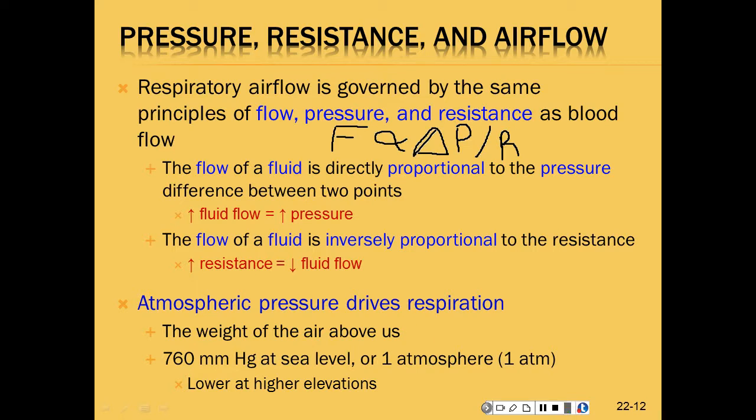Now, the pressure that drives respiration is called atmospheric or barometric pressure. Now, at sea level, this pressure is 760 millimeters of mercury, or 1 atmosphere, and is lower at higher elevations.